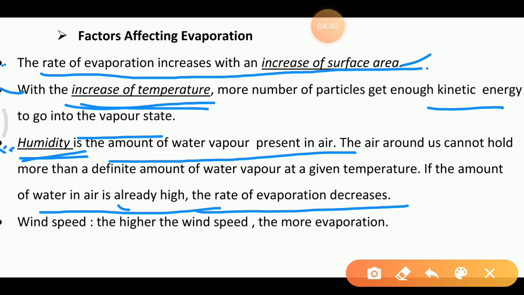Next factor affecting evaporation is wind speed. It is a common observation that clothes dry faster on a windy day. With the increase in wind speed, the particles of water vapor move away with the wind, which decreases the amount of water vapor in the surrounding. So we can say the higher the wind speed, the more evaporation, and the lower the wind speed, the less evaporation. So these were all the factors affecting evaporation, and you can feel them in our everyday life.